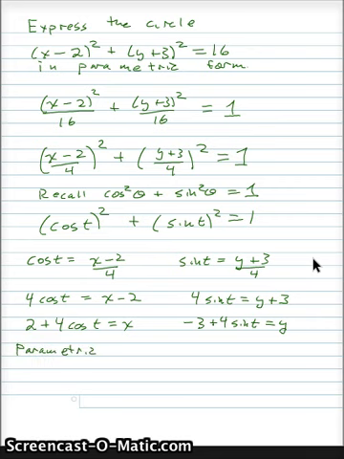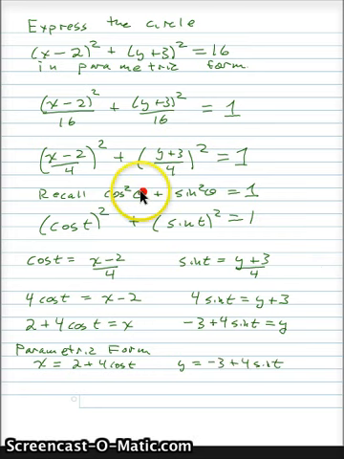So sometimes we say x, sometimes we say x of t. But just rewriting it one more time, the x is 2 plus 4 cos t, and the y is negative 3 plus 4 sine t. That's going to be our circle centered at (2, negative 3), with a radius of 4. But using our fundamental identity, cos squared theta plus sine squared theta equals 1, worked out fairly well there.